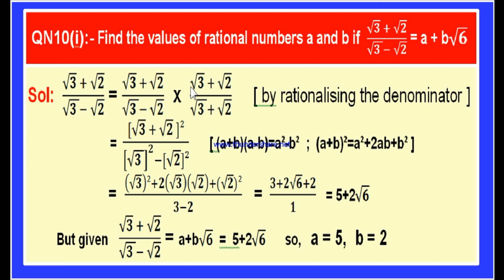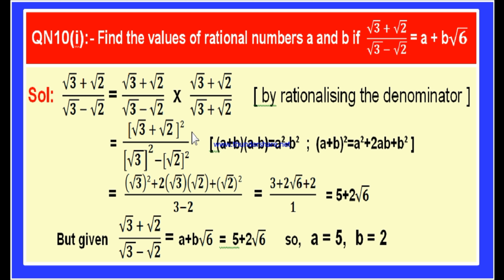Then the product of both the fractions is nothing but the product of the numerators by the product of the denominators. Root 3 plus root 2 into root 3 plus root 2 is root 3 plus root 2 whole square, divided by the product of denominators, root 3 minus root 2 into root 3 plus root 2. This is in the form of a plus b into a minus b. A plus b into a minus b is a square minus b square. Now let us apply this. Then this is root 3 whole square minus root 2 whole square.